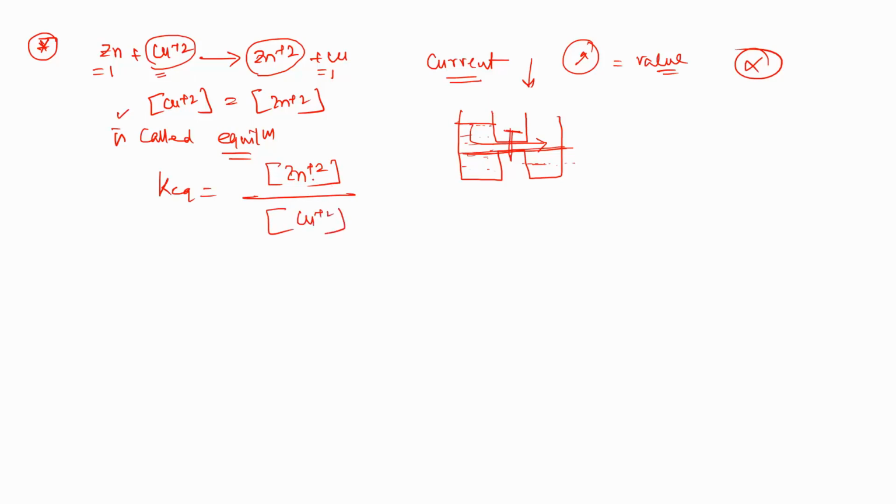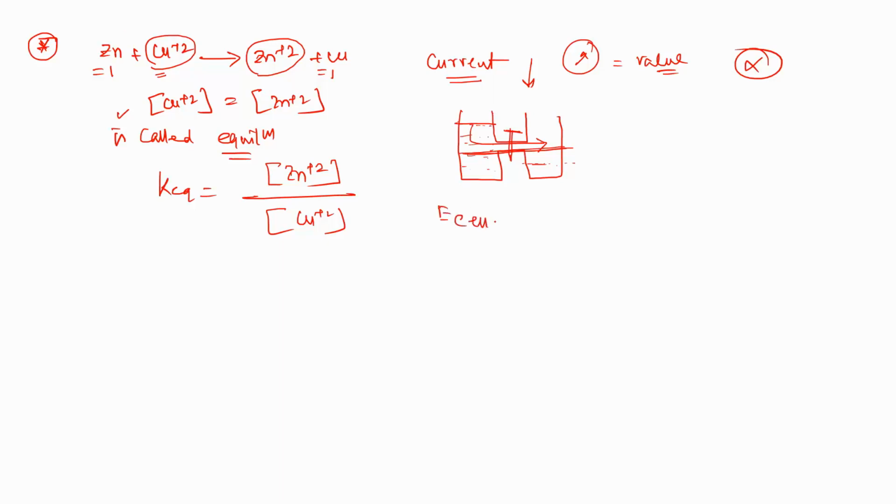Okay, the ratio of the concentration of zinc plus 2 and copper plus 2 is expressed as the equilibrium constant. So this is the equilibrium constant. Now the question is, at the equilibrium situation, the concentration of copper plus 2 and the concentration of zinc plus 2 is equal. Now for that electrochemical cell reaction, what will be the Nernst equation?